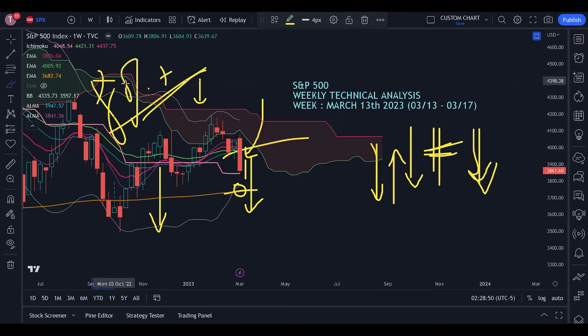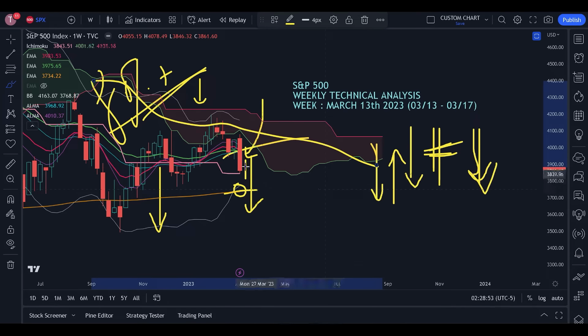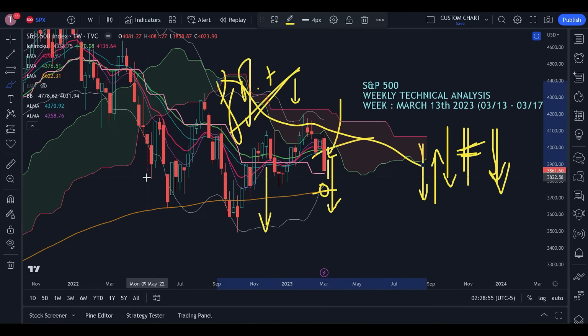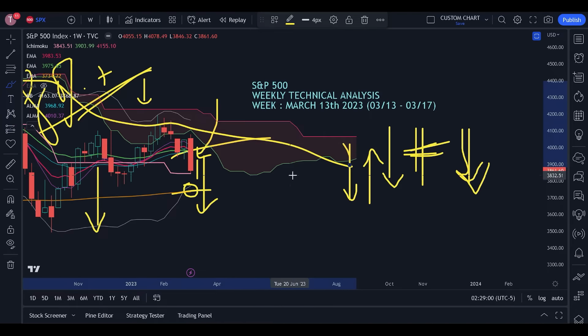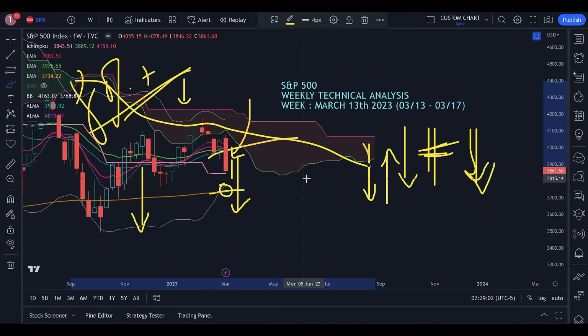And also it is in the long-term bearish trend, that has started, as was seen from May 2022. Almost 1 year. So it is still in the long-term bearish trend.